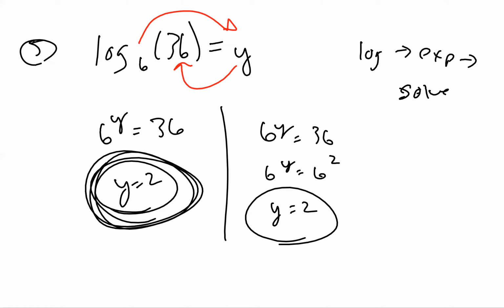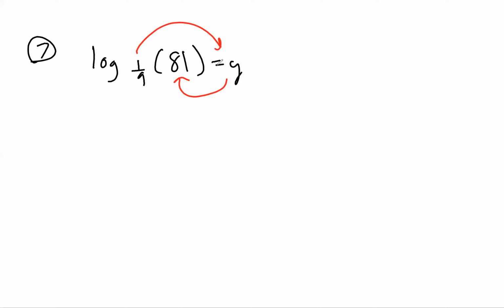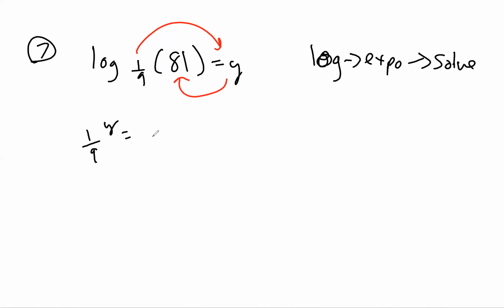All right, let's try a couple more here. Number 7. Let's say that I have log base 1/9 of 81, and that is equal to y. And so again, I'm going to draw my arrows in here and rewrite this from log to expo, and then I'm going to want to solve it. Okay, so this is going to become 1/9 to the y equals 81.